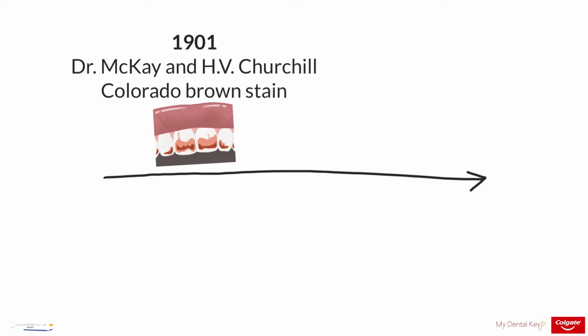The history of fluoride starts with the research on fluoride's impact on oral health in 1901, when Dr. McKay noticed brown staining on teeth that was resistant to dental caries. He called it the Colorado brown stain. With the help of a chemist, H.V. Churchill, Dr. McKay identified that the water had natural fluoride that mottled the teeth but reduced caries incidence.